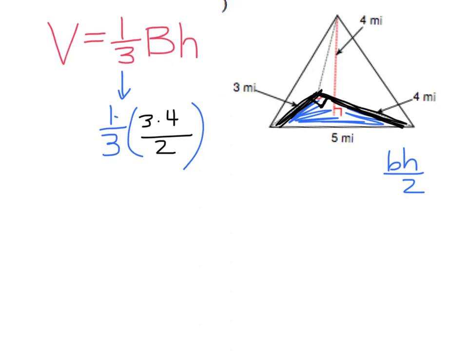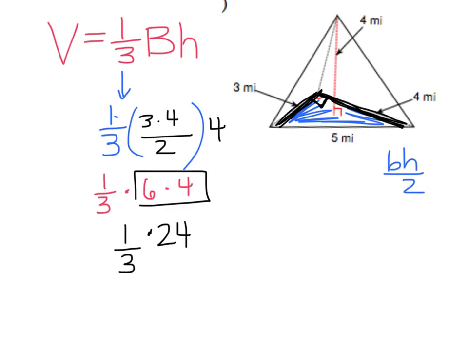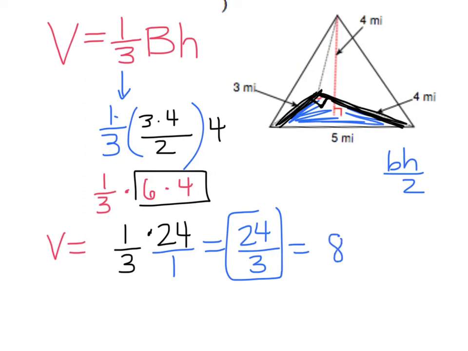Okay, then I need the height. The height, remember, has to go from the base up to the apex, or the top of the pyramid. So it looks like my height is 4. Okay, I'm going to work out inside the parentheses first. 3 times 4 is 12, divided by 2 is 6. So now I have 1/3 times 6 times 4. Okay, now I'm going to do these two. 6 times 4 is 24. Now I need to times by 1/3. Remember, timesing by 1/3 is the same as dividing by 3, or you can just put a 1 underneath it, times straight across. I get 1 times 24 is 24. 3 times 1 is 3, and then I'm going to work this out. 24 divided by 3 is 8. So my volume is 8 miles cubed.